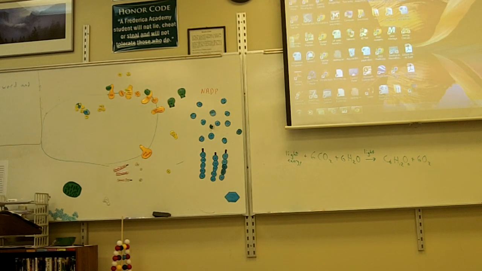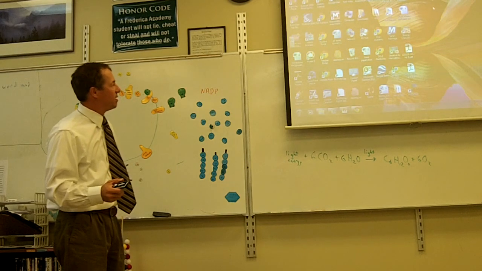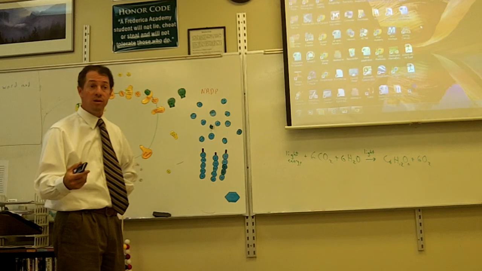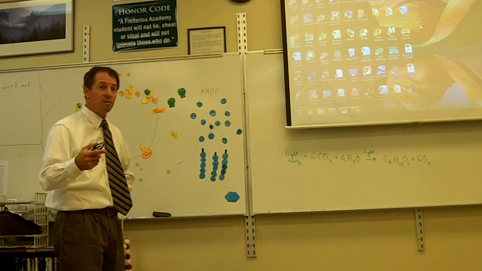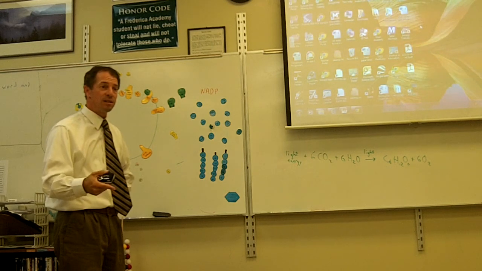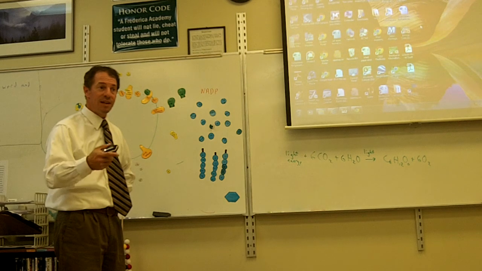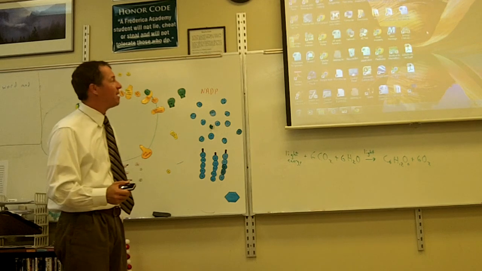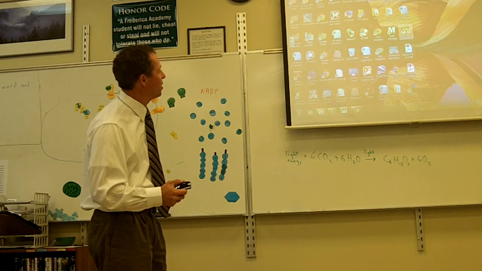Now, any idea where this is happening in a plant? Someone besides Isaac? Thylakoid. Where are the thylakoids? In the granum. Where are the grana? Stroma. In the chloroplast. Where are the chloroplasts? In the plant cell. Where are the plant cells? In the plants. In the leaves of the plants. So it's happening in the leaves. Okay? It's happening in the leaves.